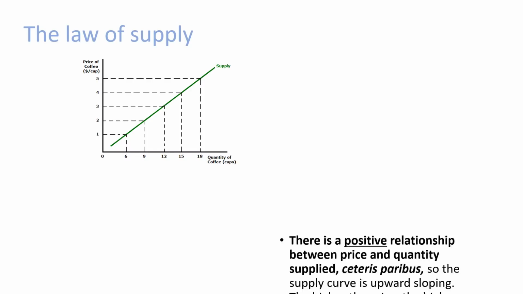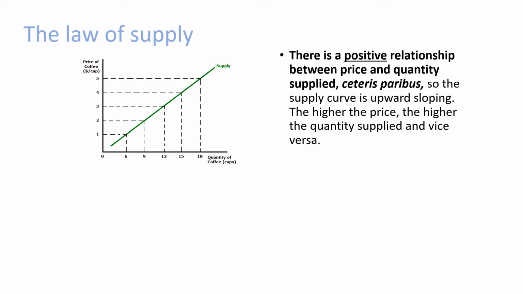The law of supply. As we can see, the supply curve has a relationship with the price and quantity. The higher the price, the higher the quantity supplied, because of course the supplier would like to have more profit. So they have what? A positive relationship between the price and the quantity supplied, ceteris paribus. So the supply curve is upward sloping. The higher the price, the higher the quantity supplied, and vice versa. That means the lower the price, the lower the quantity supplied.